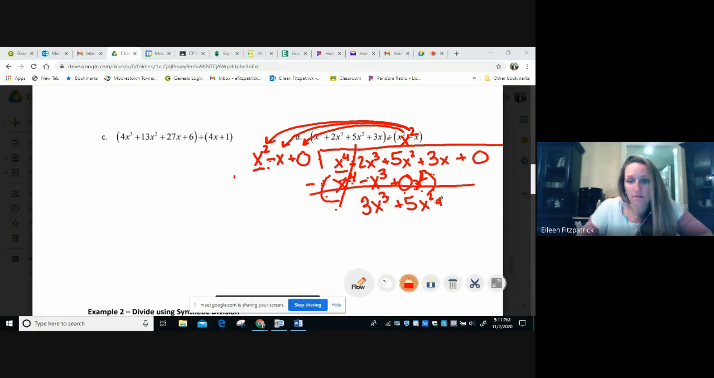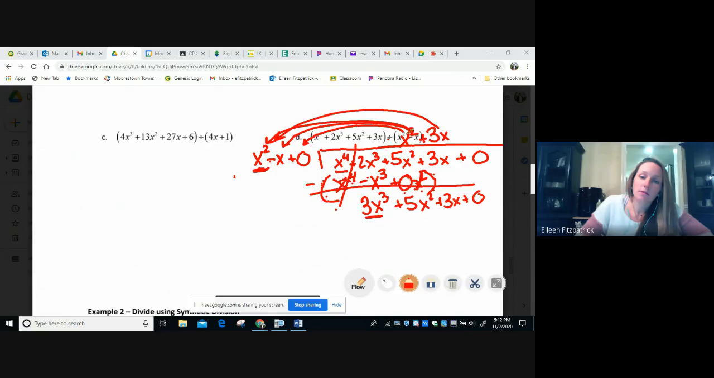And then I'm going to drop down my 3x and drop down my 0. Start with the same question again. What do you have to multiply x squared by to get 3x cubed? You have to multiply by a 3x. So put that up here. Remember, we're lining up our like terms. That's how I knew to start, by putting the x squared above the term that has an x squared.